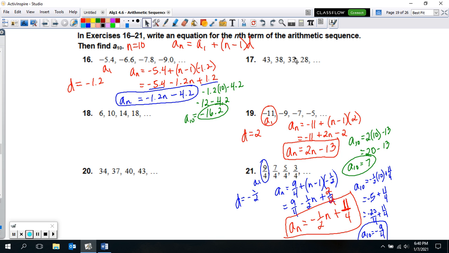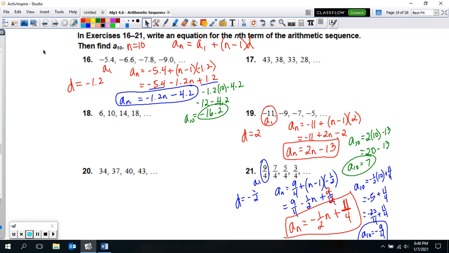Alright, I did leave these with some easier ones here. There's no fractions. They should all be fairly simple to do. So do 17, 18, and then 20 from here, and then go ahead and pause it, do those three, see if you can get the equation and get the 10th term, and then play it, and then you can check to see if your answers are correct. Or if you want to play it in small increments and check one at a time, that's fine too.